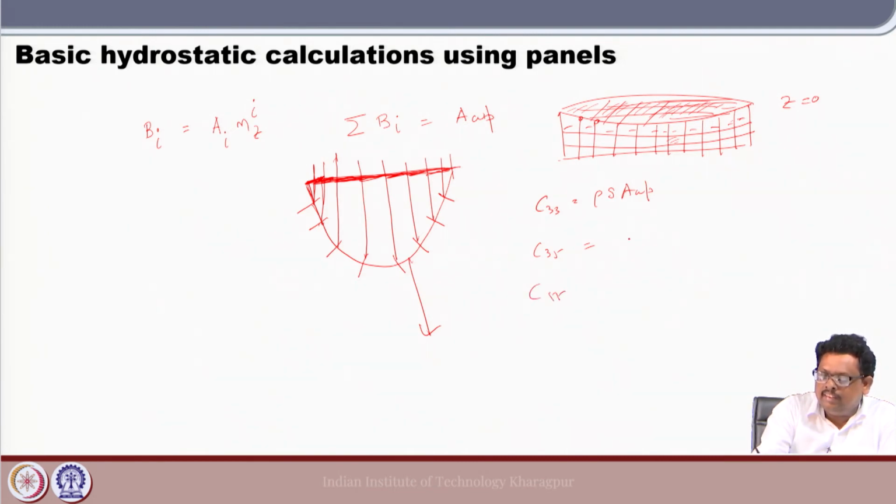So C35 is minus rho g integration over the length of x into y, or you can say b into dx, and it is equal to minus rho into g integration over L of x squared into y dx.